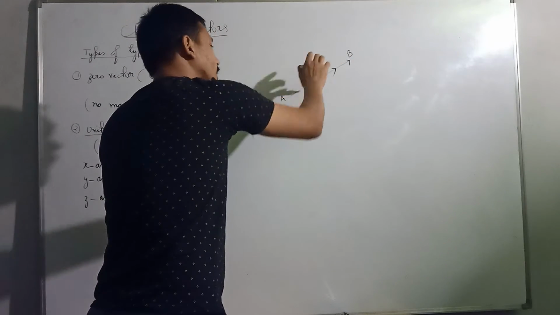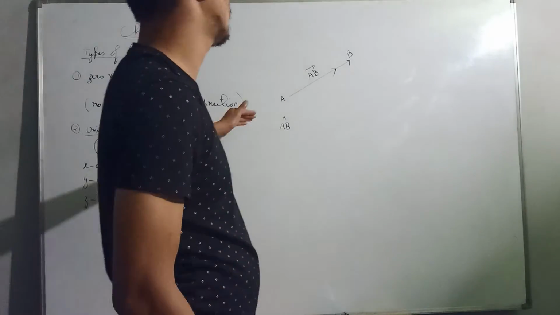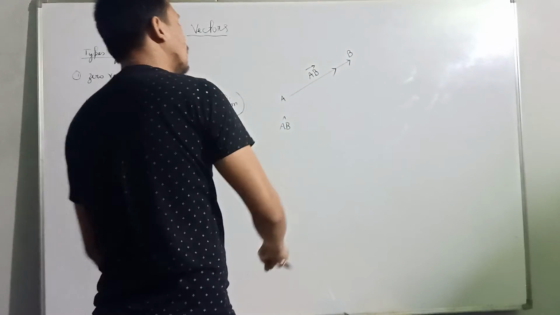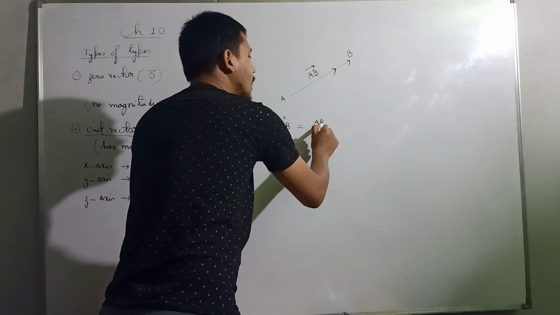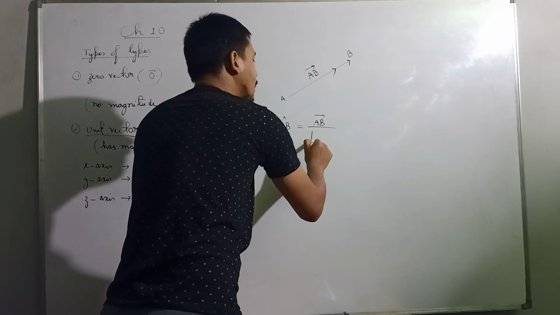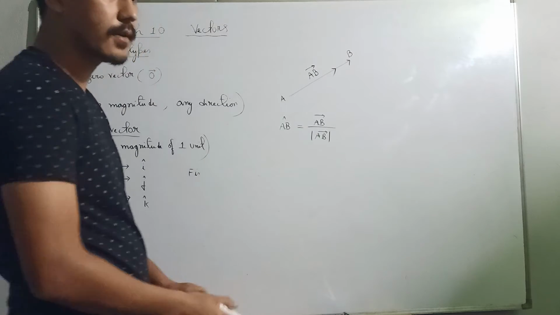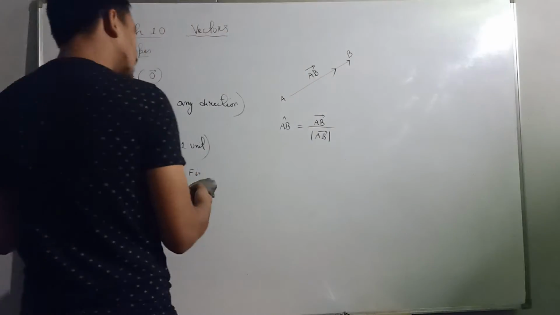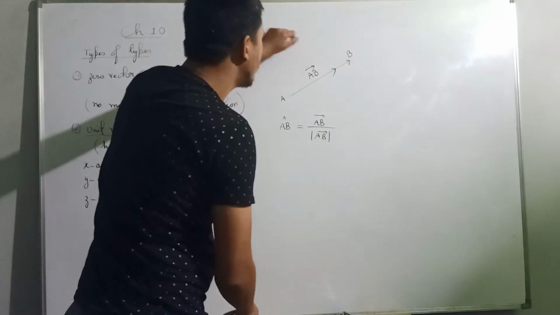Since this is your vector AB, let AB cap be the unit vector representing this direction. That means the direction of your vector AB. So unit vector AB will be given by vector AB upon the magnitude of AB. Is it okay? Yes. Now there is a thing that we need to do here. How are you going to find out AB?